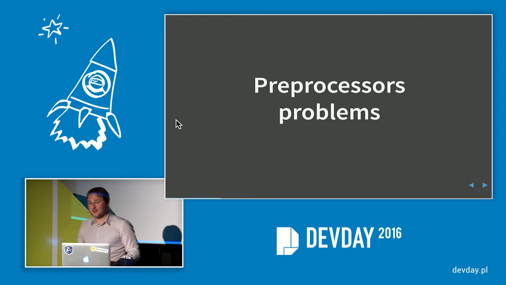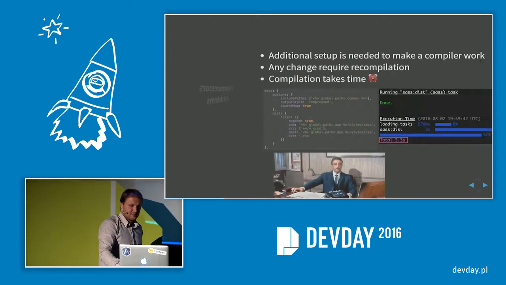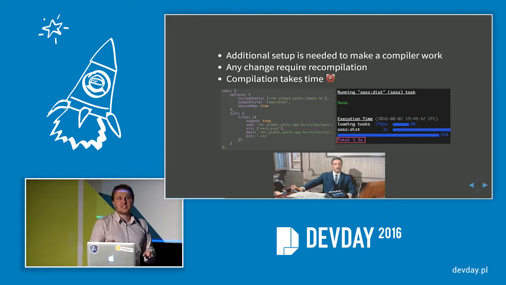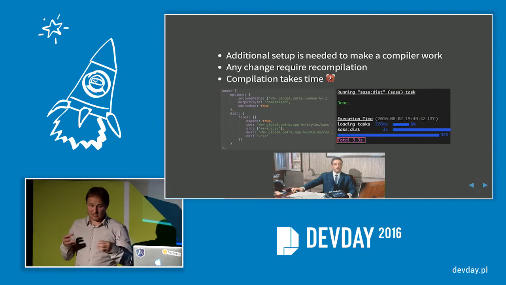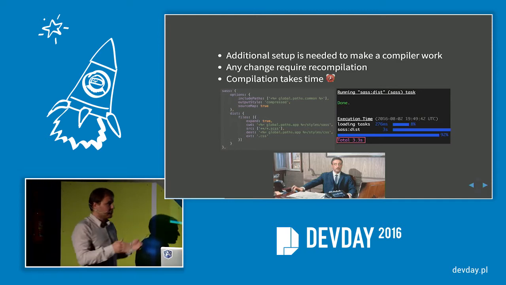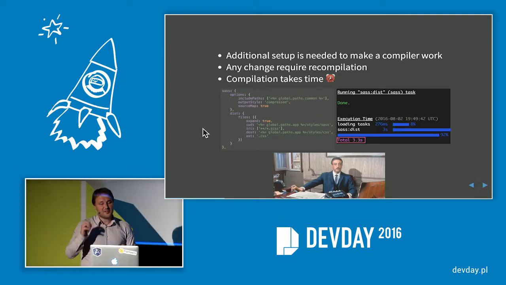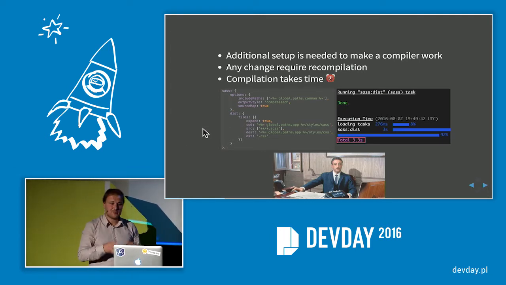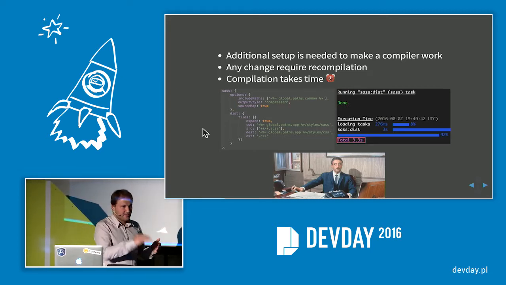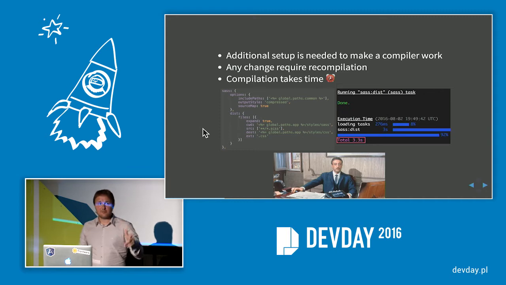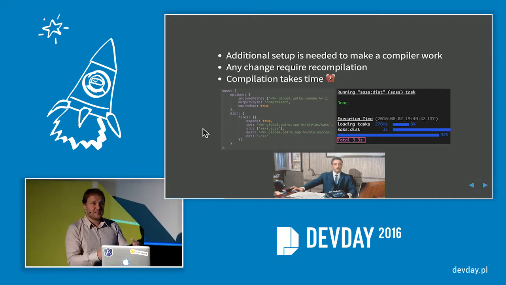But we don't live in a perfect world, and preprocessors have their own problems. Let's see what they are. Additional setup. It doesn't matter which preprocessor you actually start using, you have to provide additional setup, something like that or anything. Even if you provided this setup, you made everything correctly, you changed your build, any change to your styles requires recompilation. And this compilation takes time, your time. Every day, we're actually waiting for these builds.